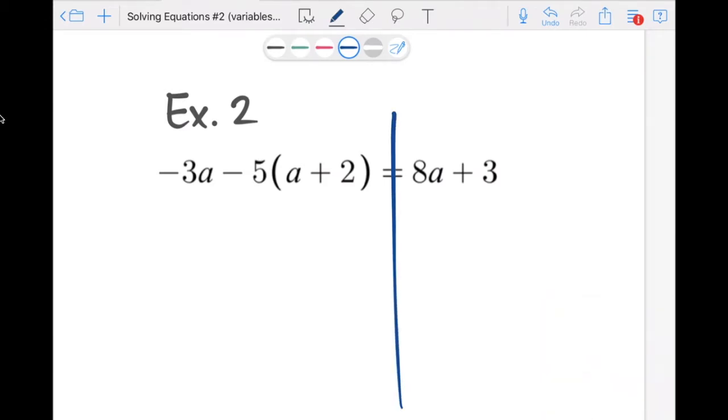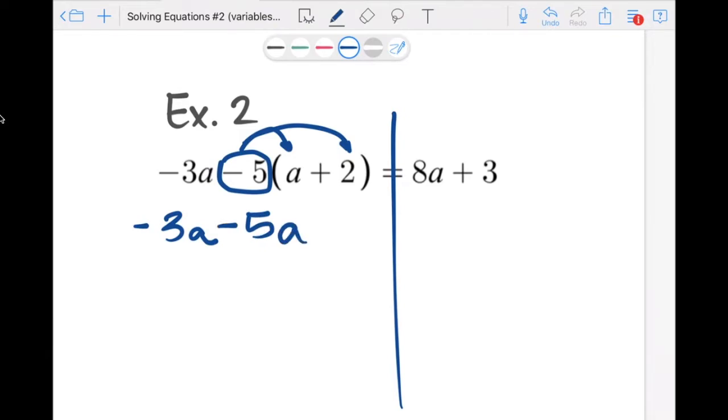I'm going to ask myself, can I simplify the expression on the left side of the equal sign? To that I say yes. First, I'm going to distribute. Be really, really careful. We're going to distribute a negative 5. So I'm going to end up bringing down negative 3a, and then negative 5 times a is negative 5a, and negative 5 times positive 2 is negative 10. And then bring down the rest.